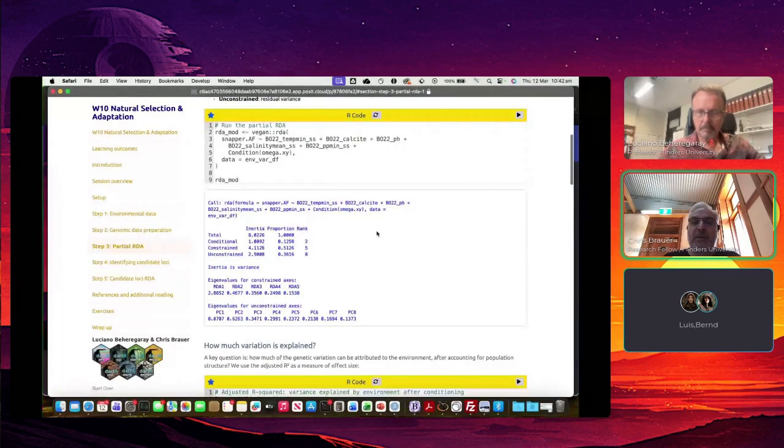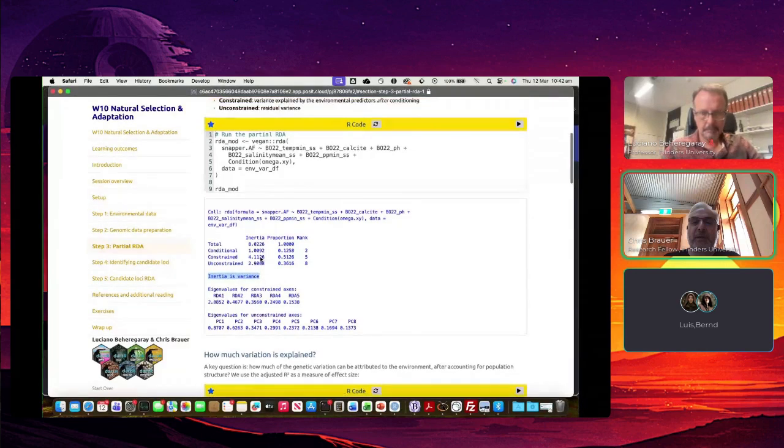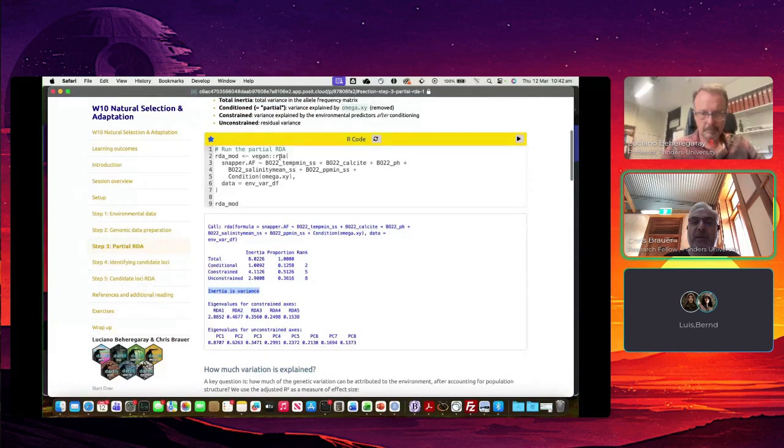When you run that, hopefully it should run fairly quickly because it's just a subset of the data. You get a table like this, and the term they use for the variance in the model is inertia. In this case, this is using the RDA function from the vegan R package.